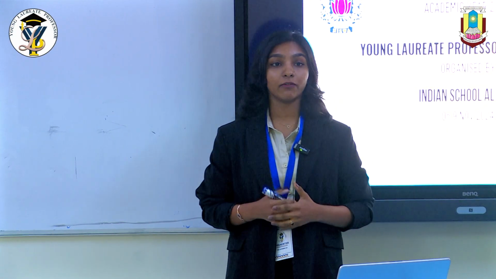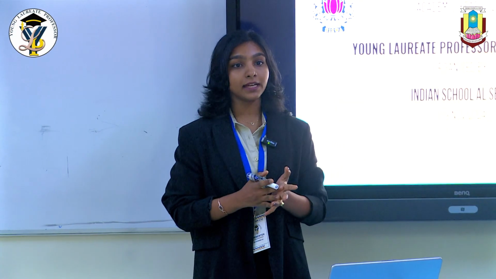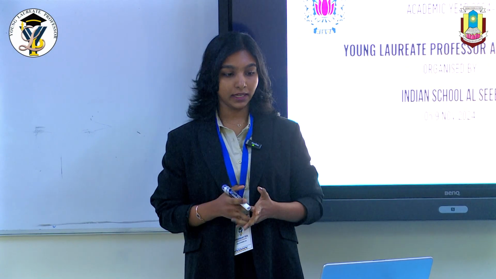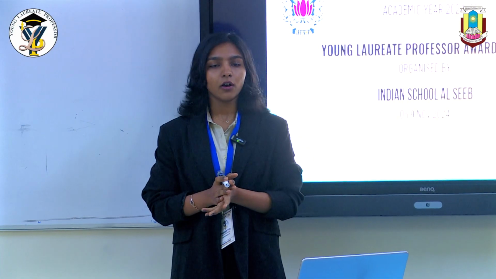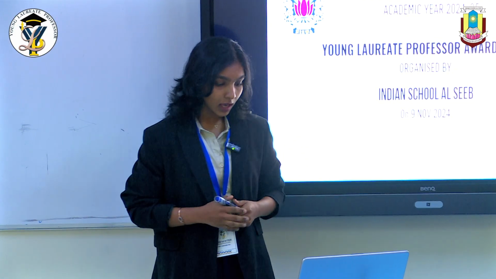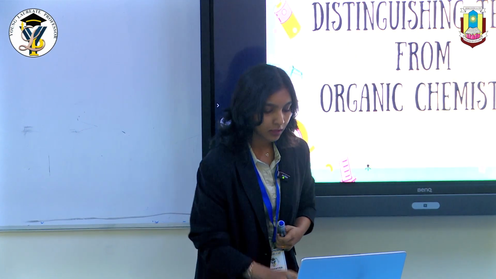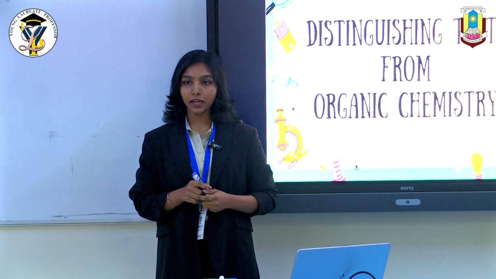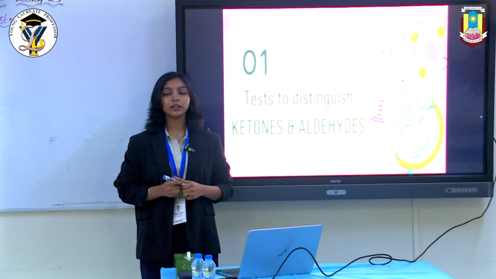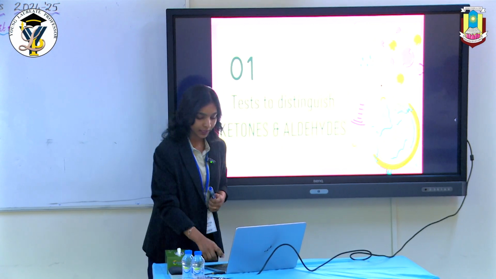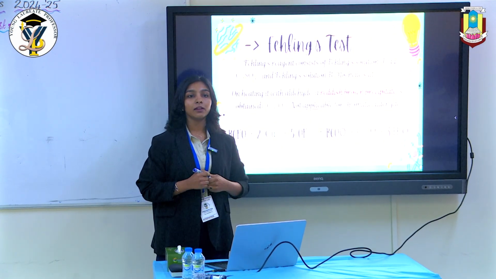Have you guys ever wondered how chemists differentiate between various compounds like maybe aldehydes and ketones or alcohols and amines? Is it by their color change, pH change, temperature, or maybe some other factors? Well, let's see those tests to distinguish between various organic compounds. To begin with, we'll be looking into the tests to distinguish ketones and aldehydes. First one will be Fehling's test.